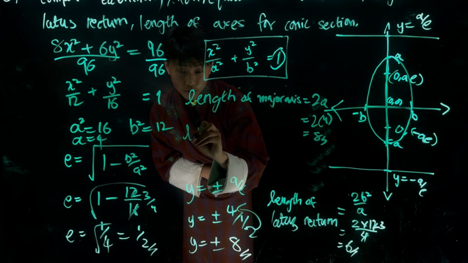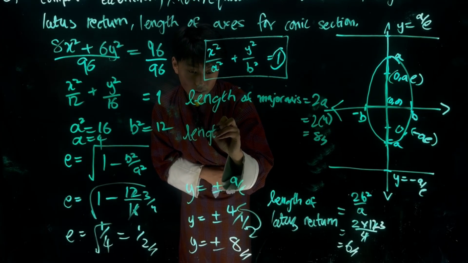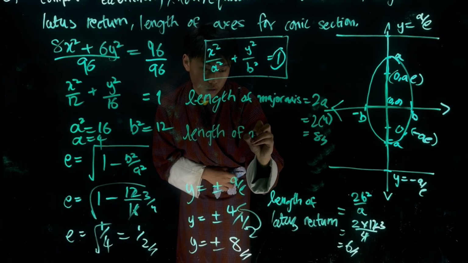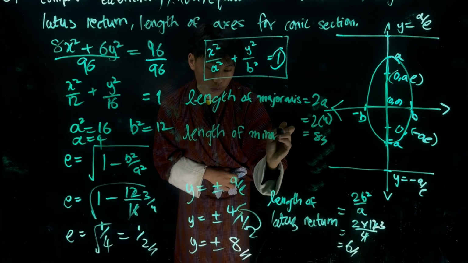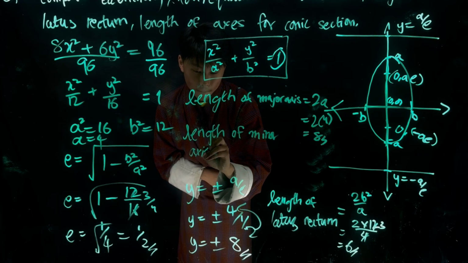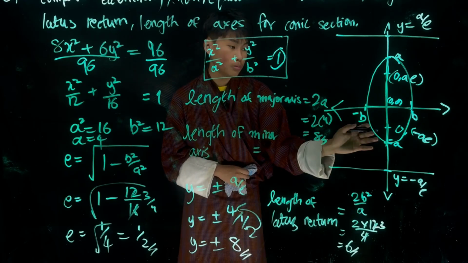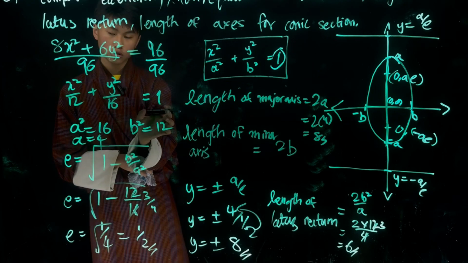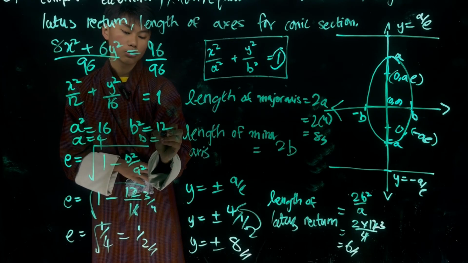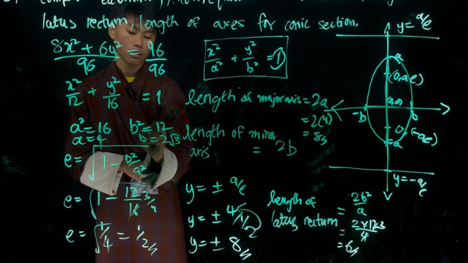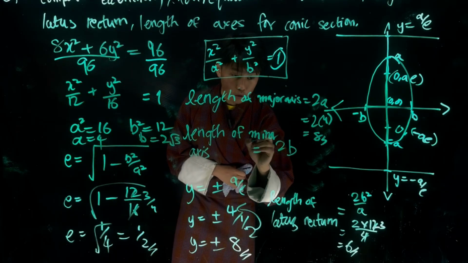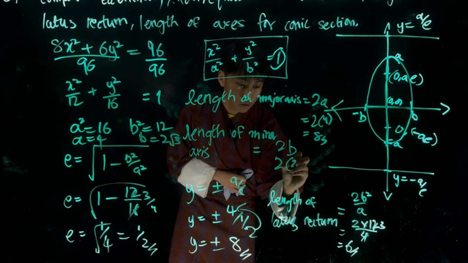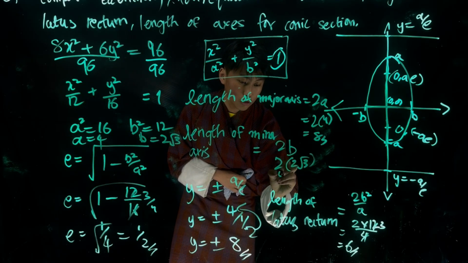Next, you also have to find the length of your minor axis. This will be given by 2b. Since b square is equal to 12, we know that b is equal to 2 root of 3. So 2 times b will be 2 times 2 root of 3, which is equal to 4 root of 3.